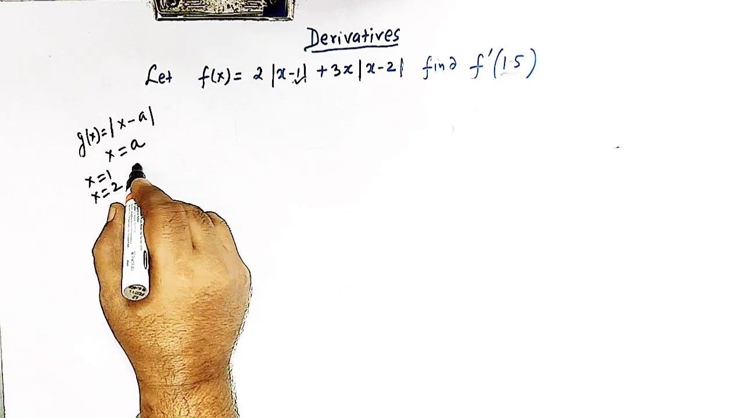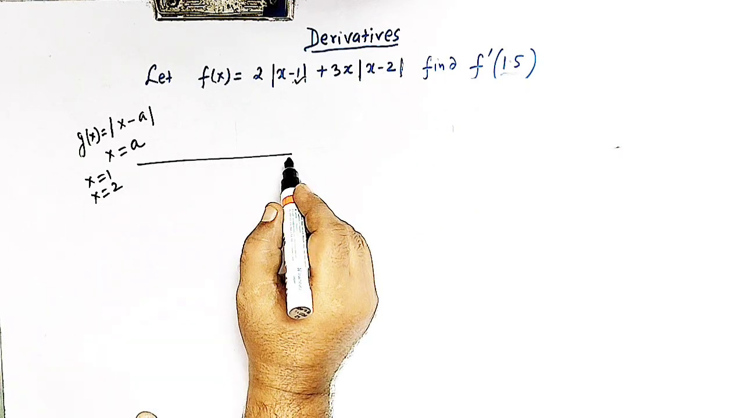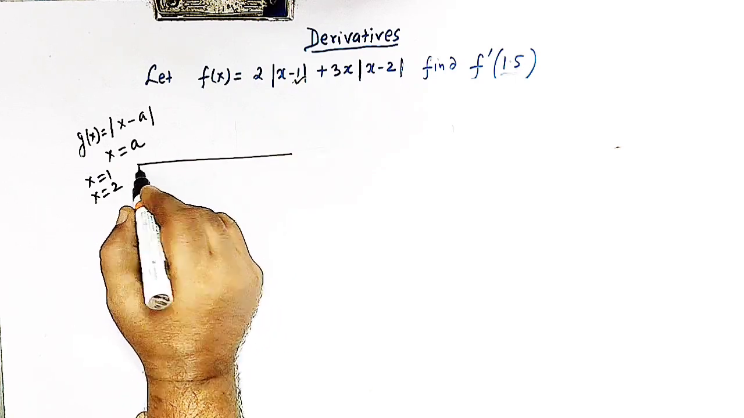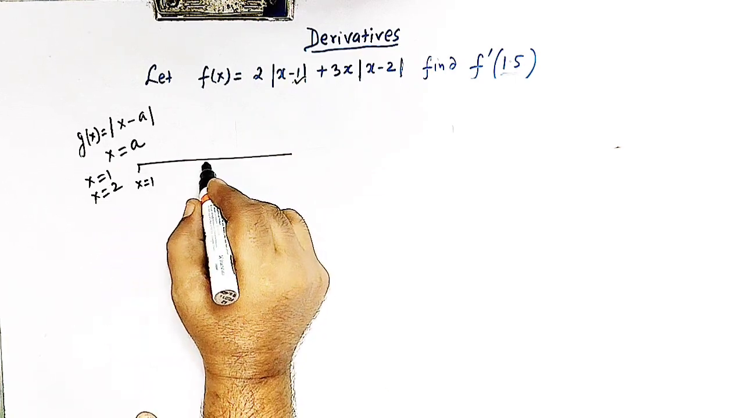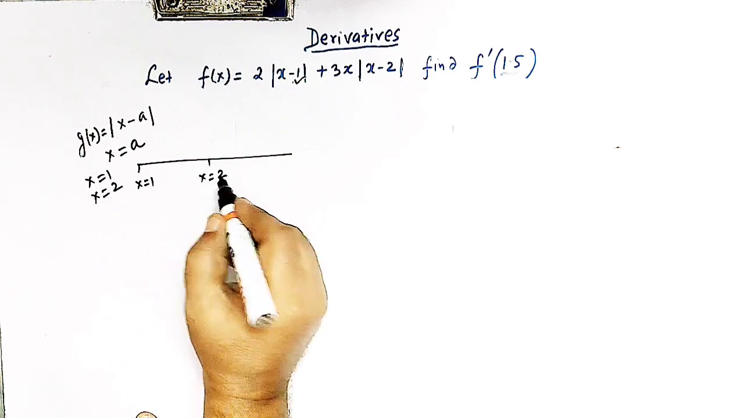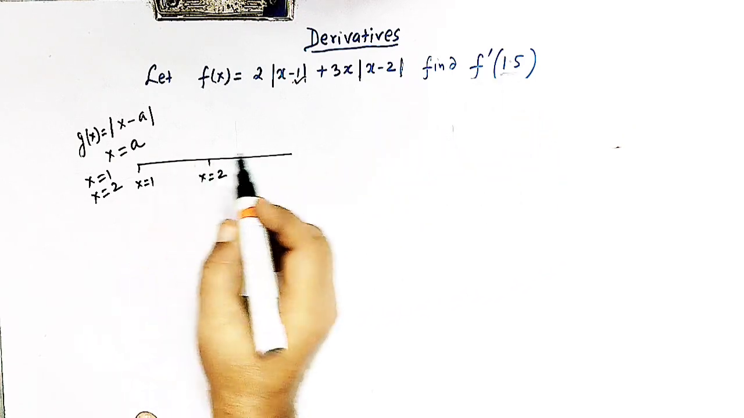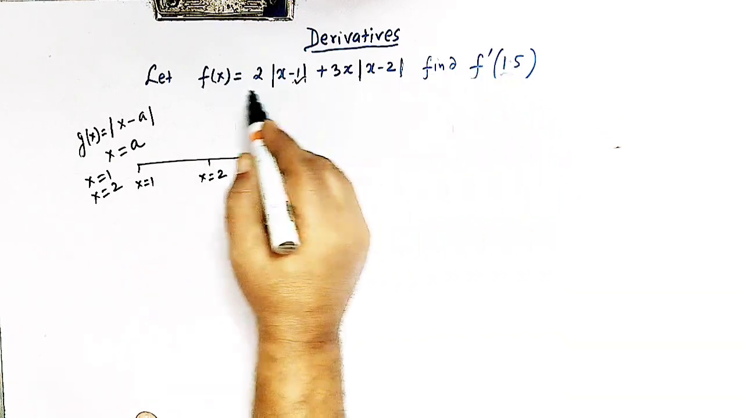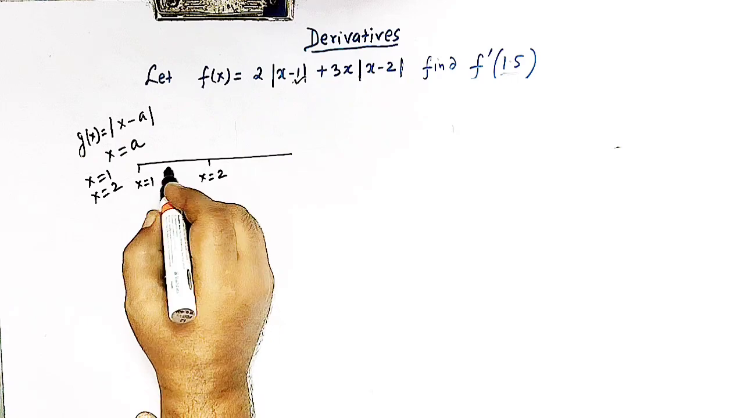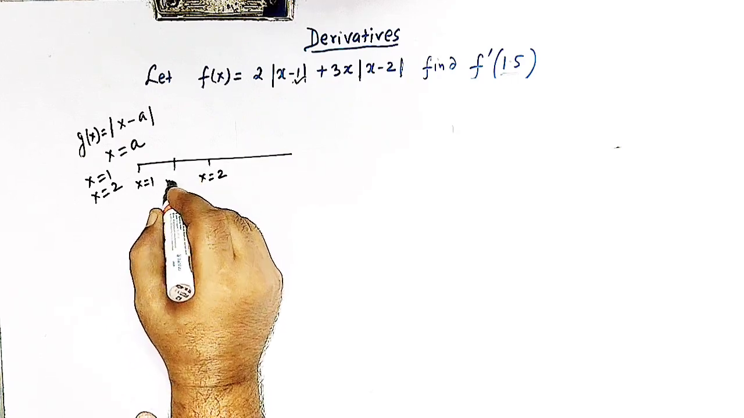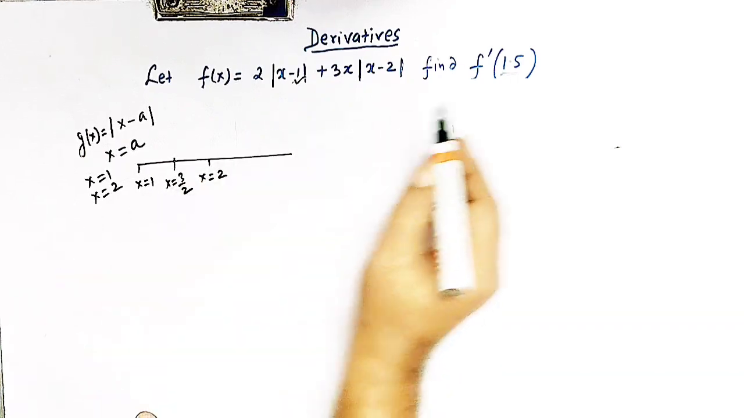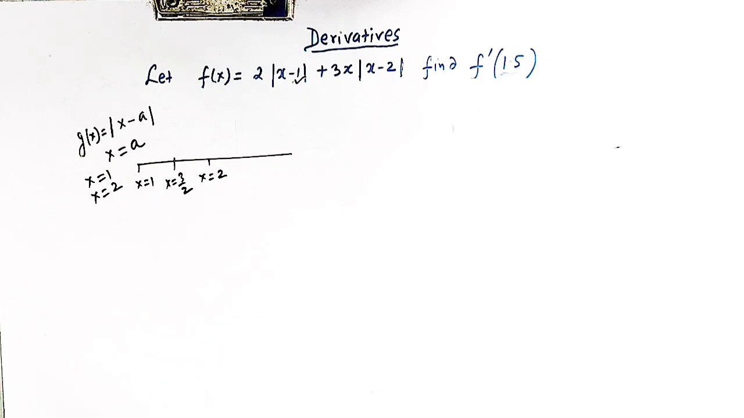So this function f of x is not differentiable at x is equal to 1 and x is equal to 2, right? So if we take the real number line, and if here we have x is equal to 1 and here we have x is equal to 2, then we have to find out the derivative of this function at this point, that is x is equal to 3 by 2, because 1.5 is equal to 3 over 2.